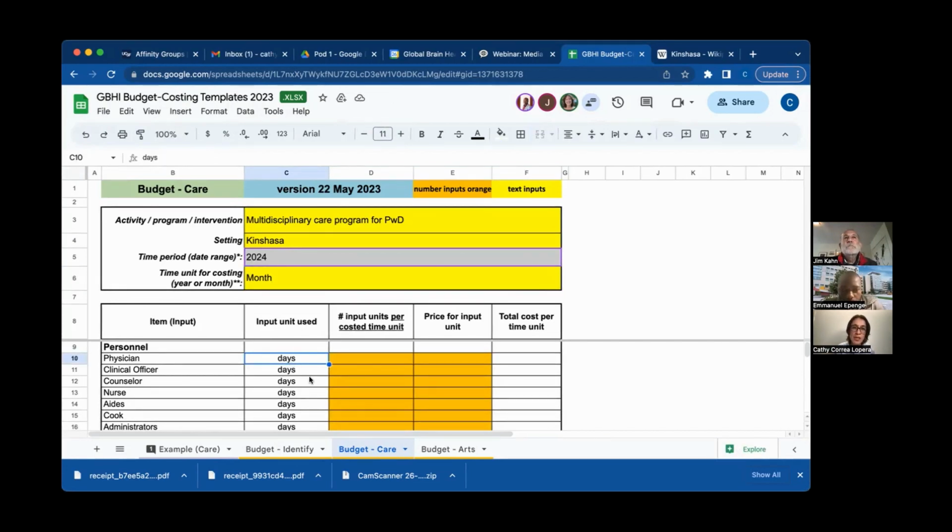So how much do you think a physician costs, Emmanuel, in Kinshasa? A physician can work from Monday to Friday, so it will be 5 days. It can be $20 per day.